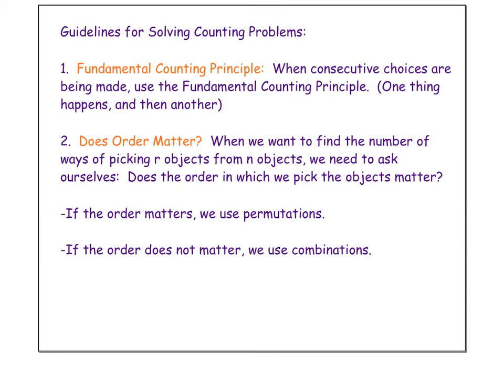Okay, some guidelines here for solving counting problems on your homework this evening and on the test next week. The first thing is to consider the fundamental counting principle. When consecutive choices are being made, we will use the fundamental counting principle: one thing happens, and then another. The second thing that we always need to consider, on pretty much every problem, is to ask yourself, does the order matter? If it matters, we're going to use the permutation formula. If the order doesn't matter, we will use the combination formula.